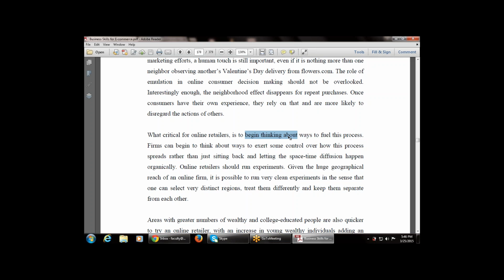Online retailers should run experiments. First of all, make the online retailing, then experiment with it. If it is successful, then make the next transaction, otherwise do not. And treat them differently and keep them separate from each other.